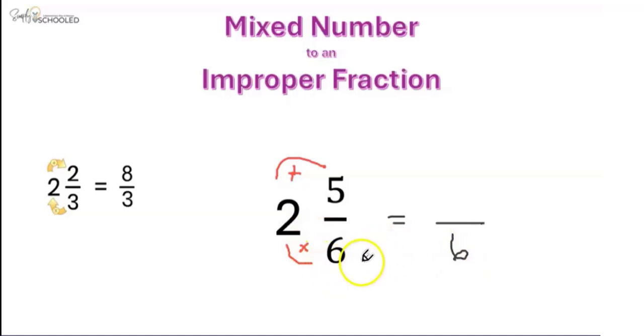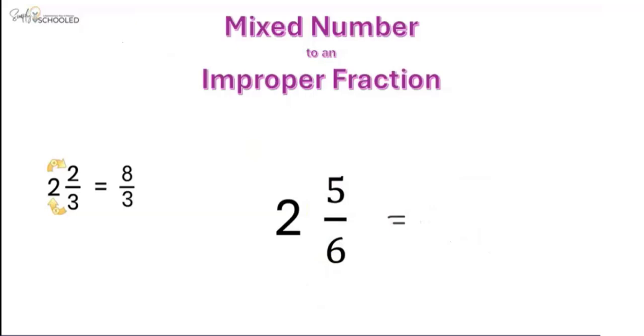Now we can do our computation. 6 times 2 is 12, and then 12 plus 5 is 17. And that's all there is to it. Now, let me explain why that works.